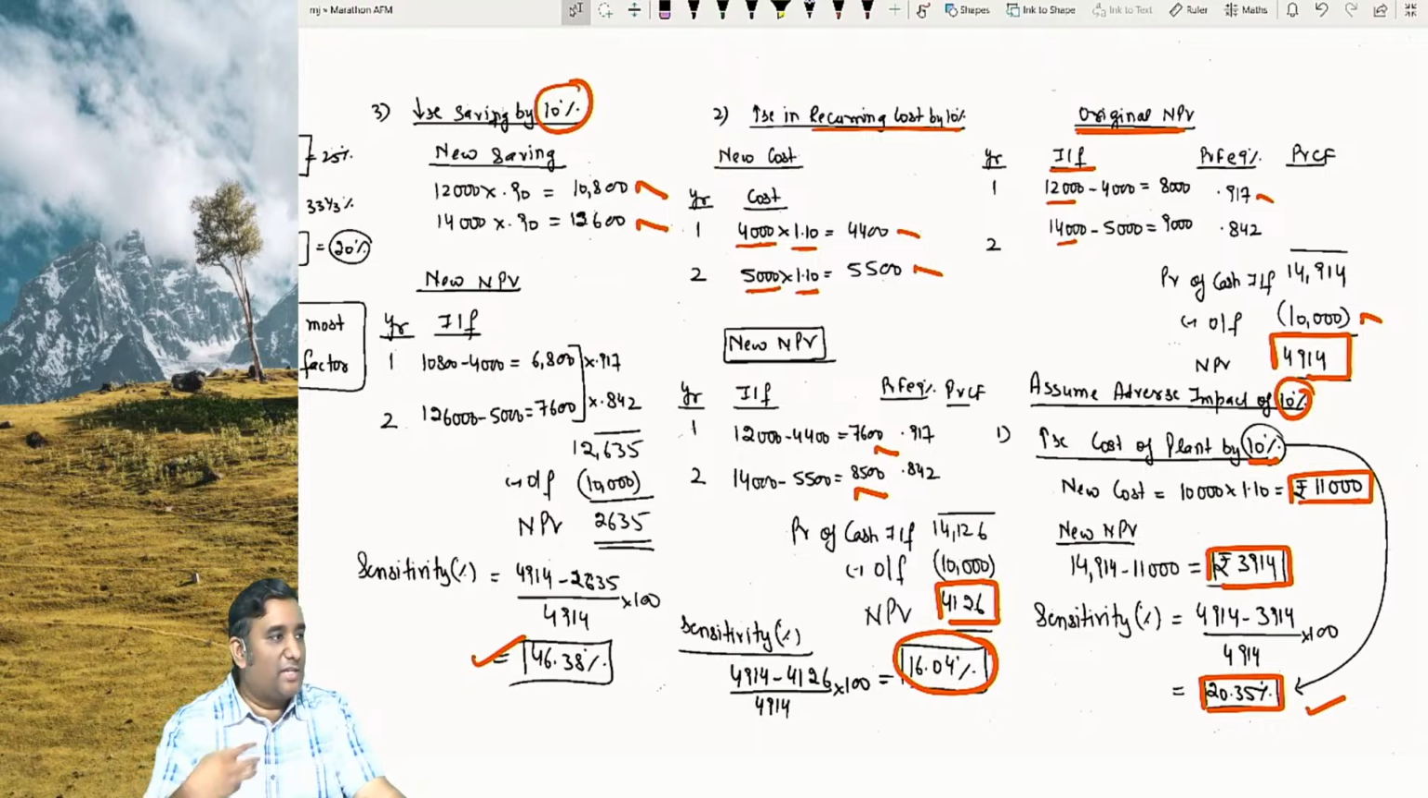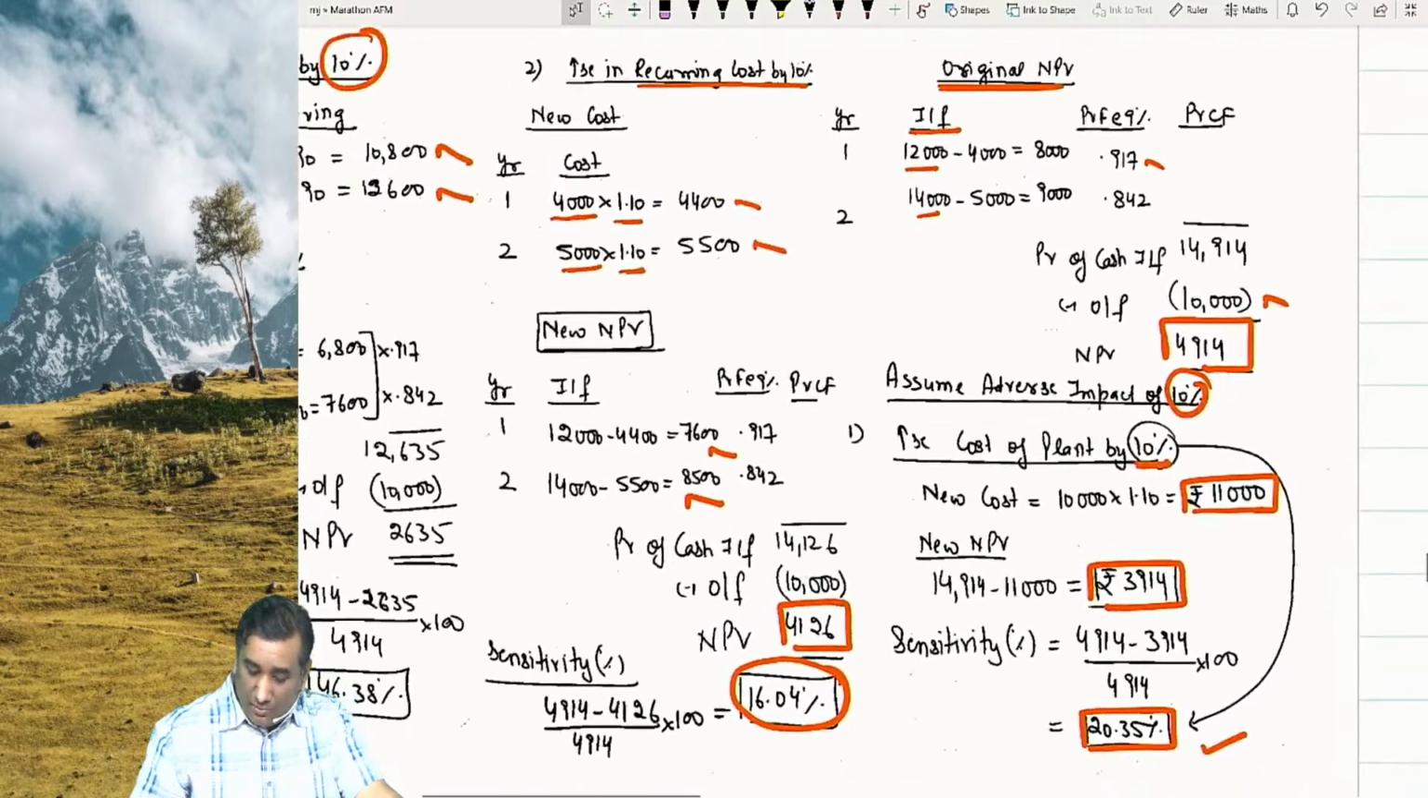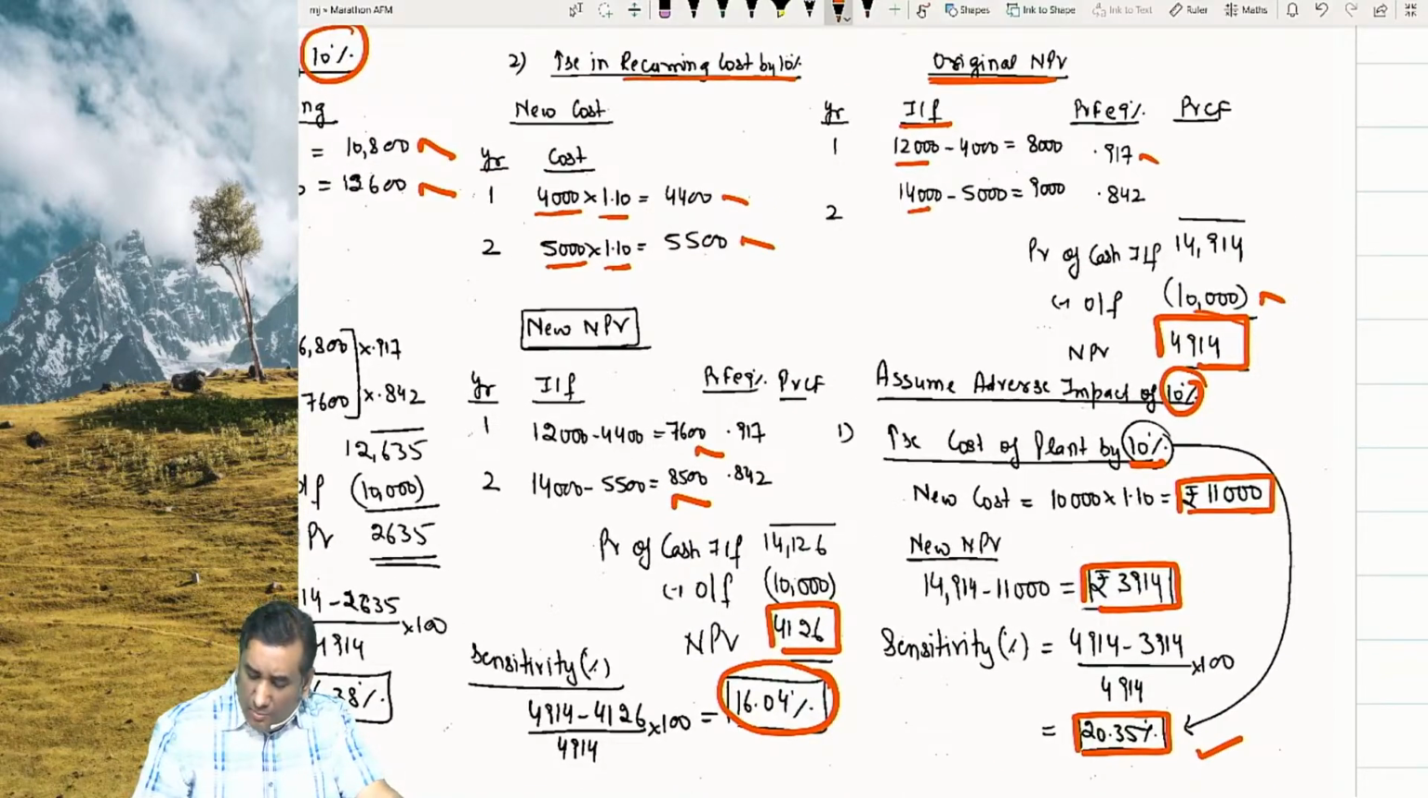So whichever factor makes my NPV 0 is sensitive. Basically the purpose is to find which factor. Now without moving from there, I have to make NPV 0. Remain on this slide only. How much is your NPV?